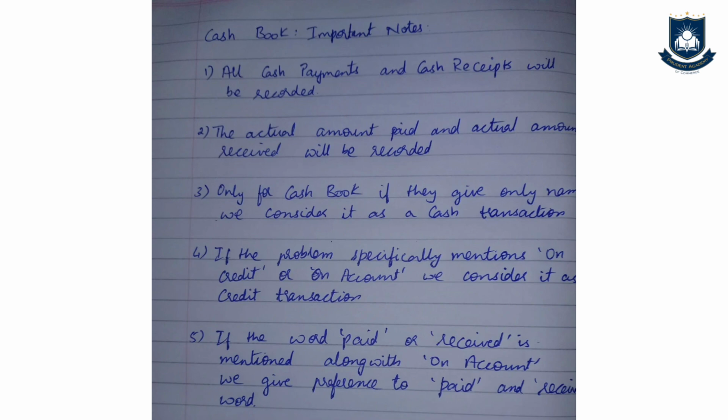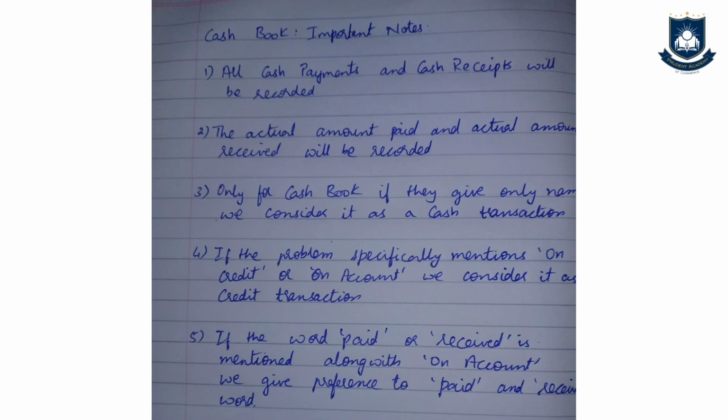Now the most important areas that the student should keep in mind while solving is we record all cash payments and cash receipts in this single column cash book. Deliberately, if the examiner tests by giving a bank transaction, for example, received through cheque, paid through cheque, then that particular transaction will not be recorded in single column cash book. Don't get mixed with double column cash book and single column cash book. In single column cash book, any cheque payment or cheque receipts will not be recorded. Only cash payments and cash receipts will be recorded. Next, the actual amount paid only will be recorded.